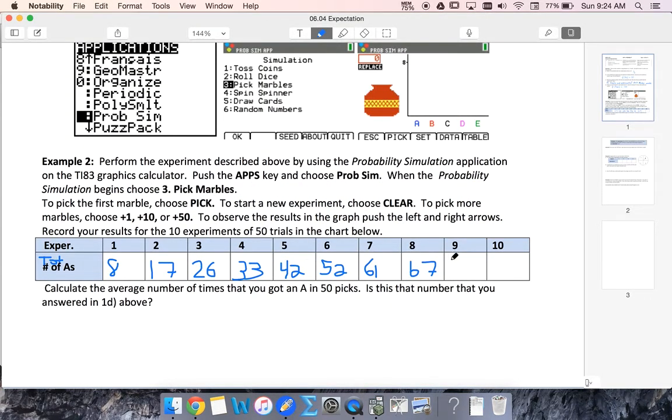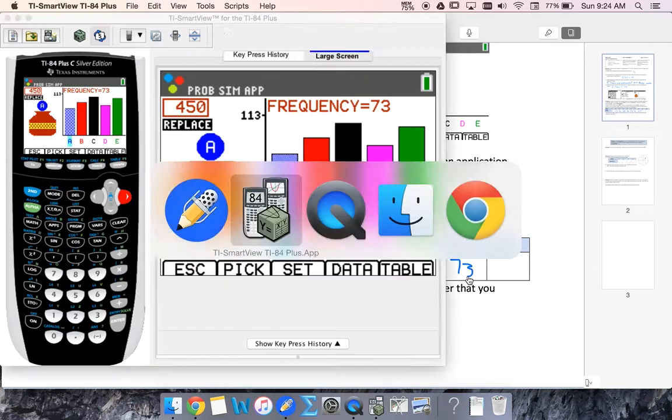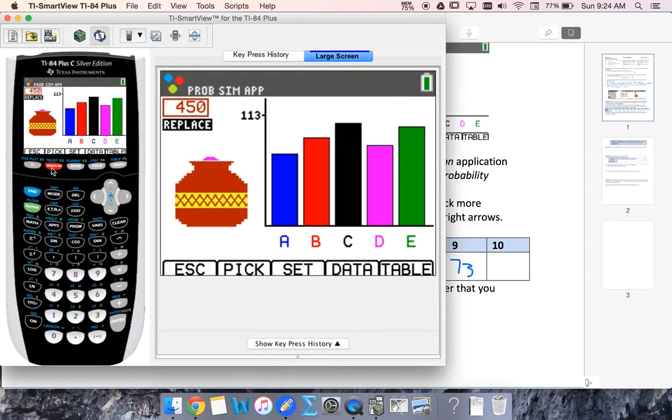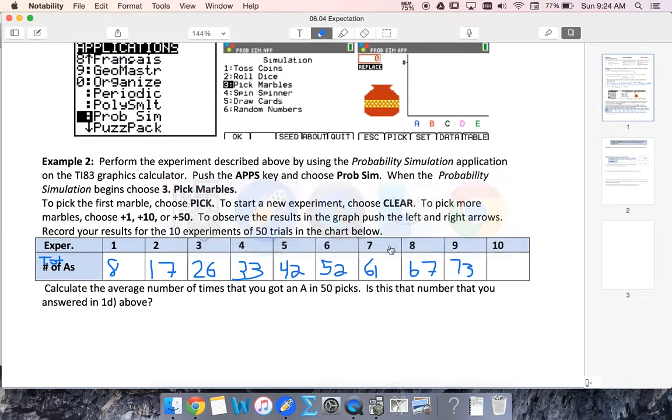73, 6 again. Okay. And 84 is our final number. So if we think about our averages, we ended up with a total of 84 out of 100. So, sorry, 84 out of 500.